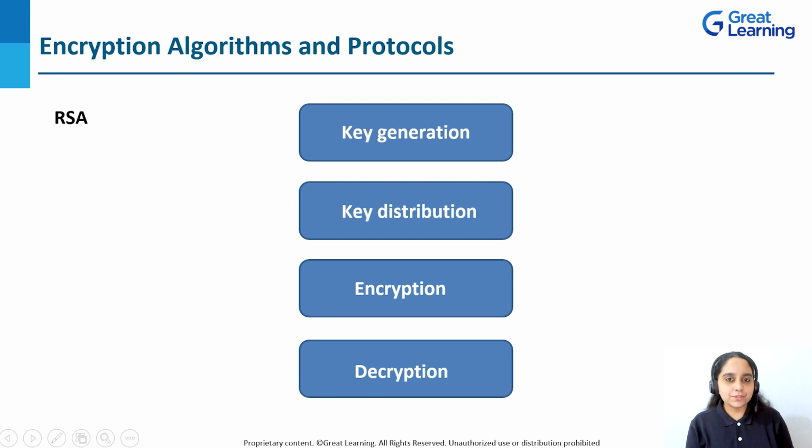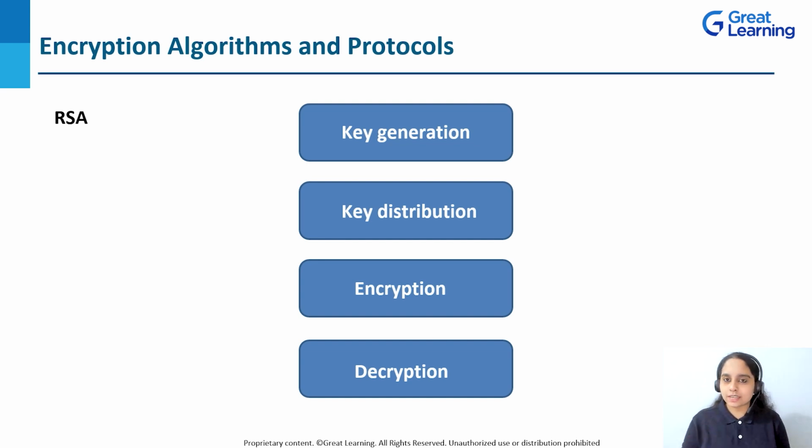So the next encryption algorithm is RSA. The acronym RSA comes from the surnames of the designers Ron Rivest, Adi Shamir and Leonard Adleman. This is one of the oldest algorithms and it is an asymmetric cryptographic algorithm. This algorithm is used to encrypt and decrypt messages using a public and a private key.